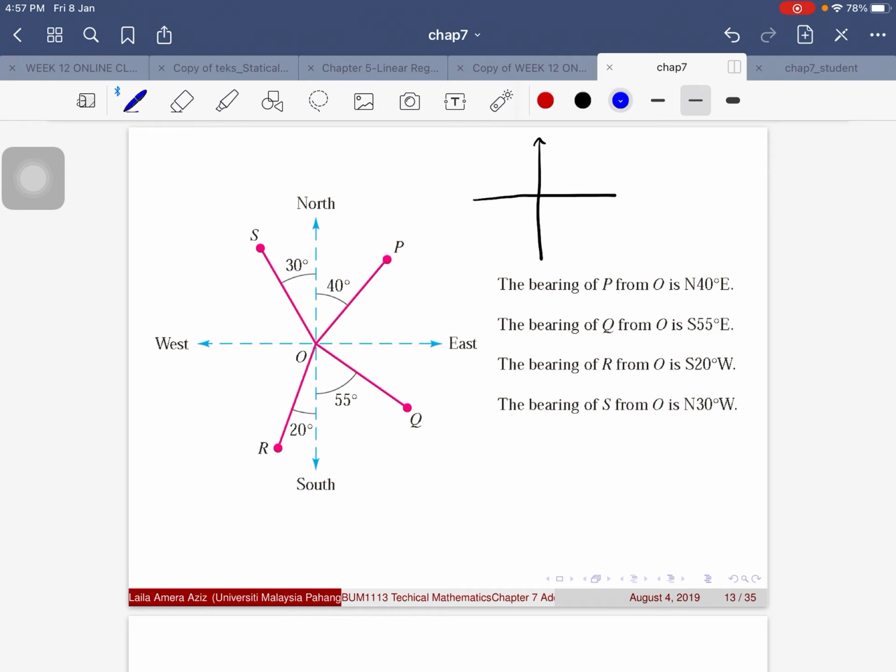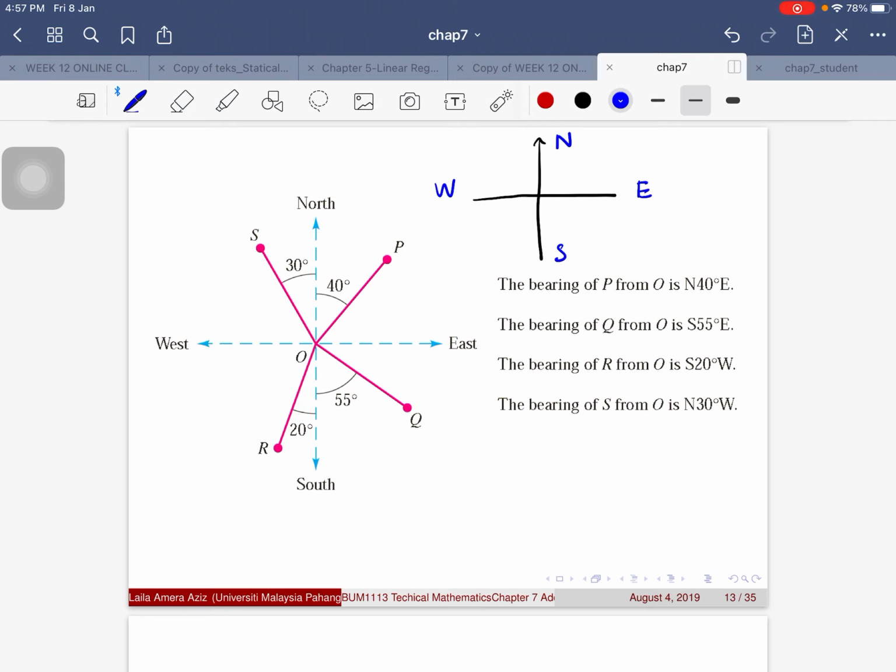At the top over here, this is going to be north. Anything that goes right in front, upwards, is going to be called the north direction. Underneath, opposite to the north direction, is the south direction. On the right hand side is east, and on the left hand side is west.